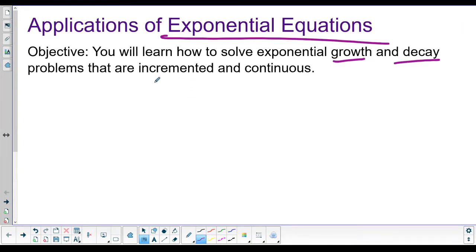The two big differences between the two examples today are that one is incremented, or another way you could say that is it happens discretely. It's like you wait a week and then it happens, and then you wait another week and then it happens again. Whereas continuous means it's just happening continuously, just like you would expect. So we will look at those two different types of problems today. We'll go over some vocab and we'll get you on your way.